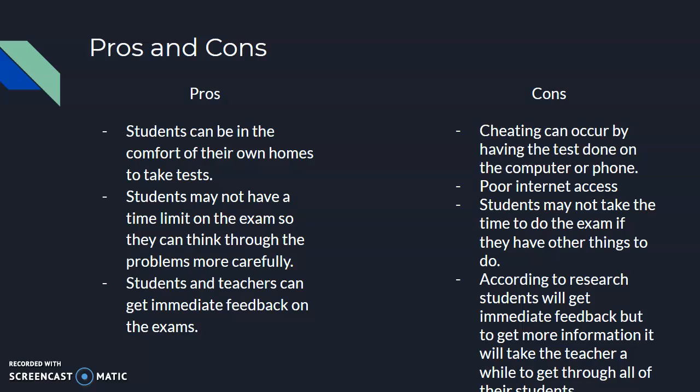Students may not take the test because they have other things to do, or they may rush through it to do these other things because they can do that because they are not in that classroom setting. And according to research, students will get that immediate feedback, but to get more information on maybe why their answer was wrong, the teacher will have to go through all of their students' work, just like they would have to if it was a paper pencil test.